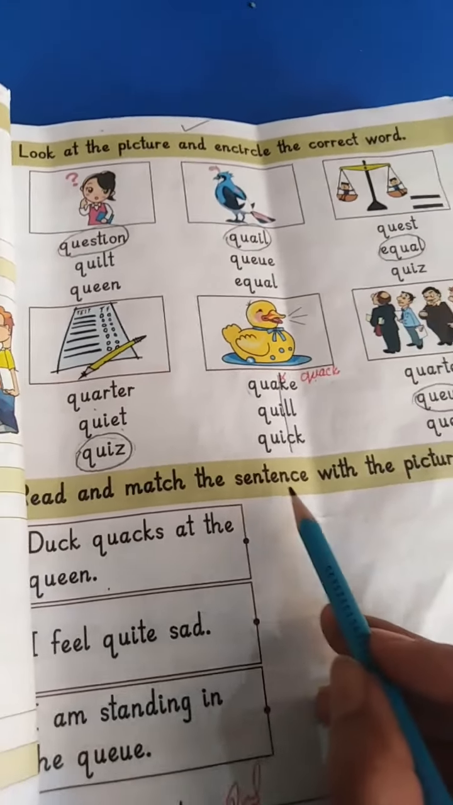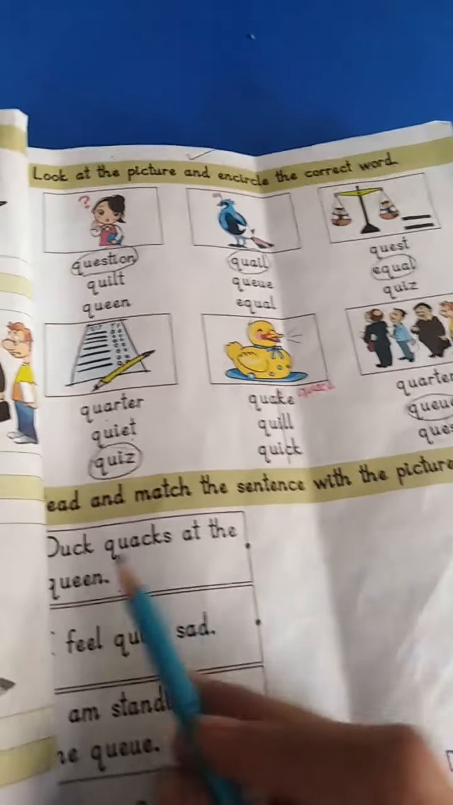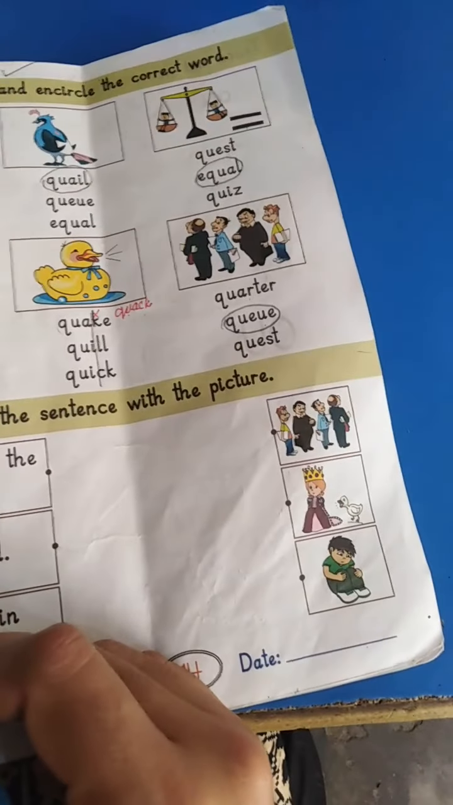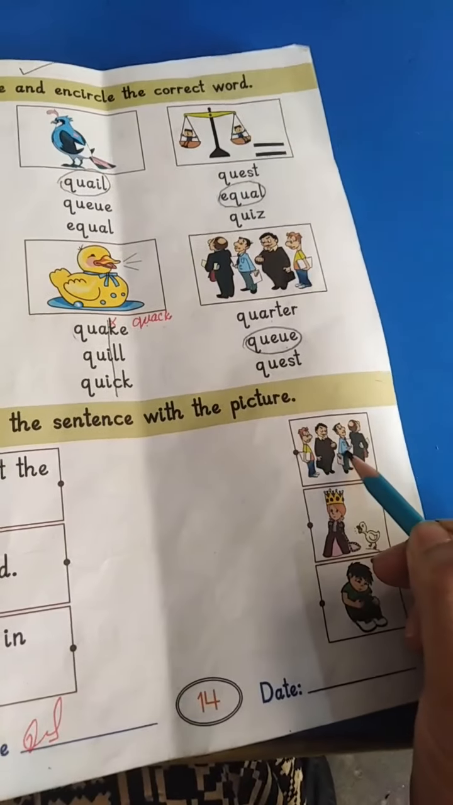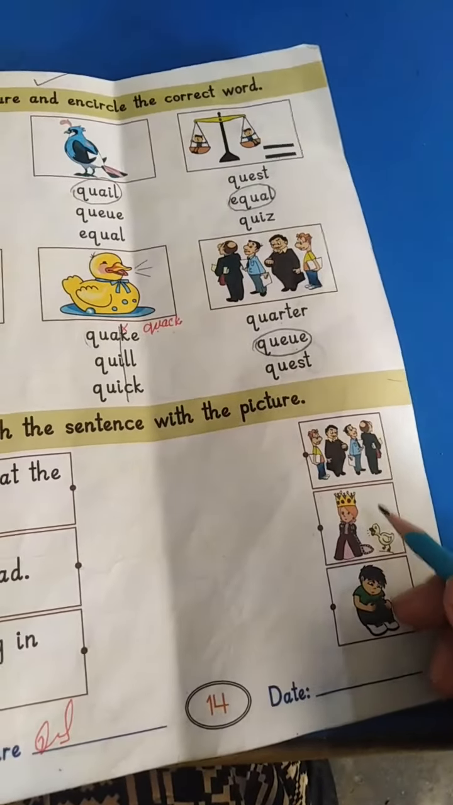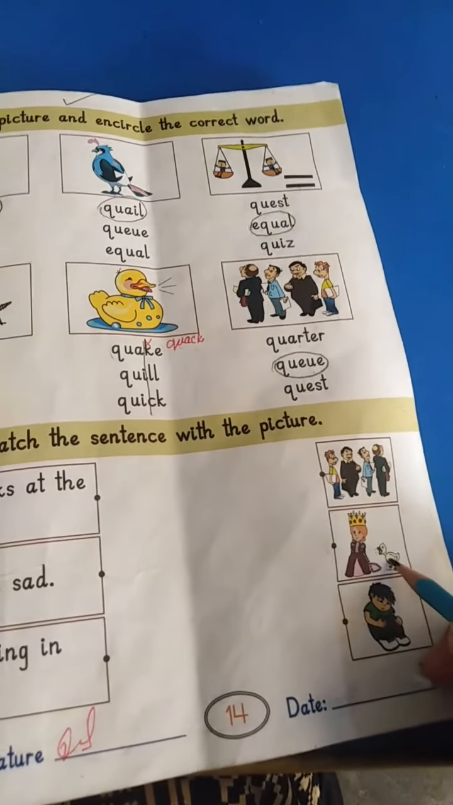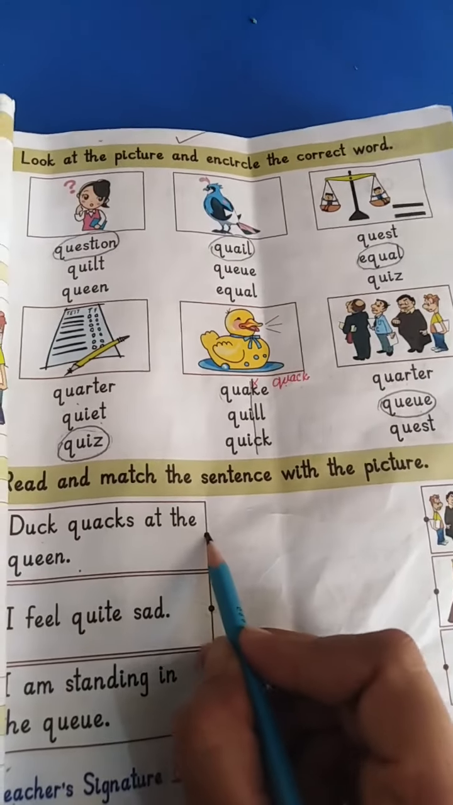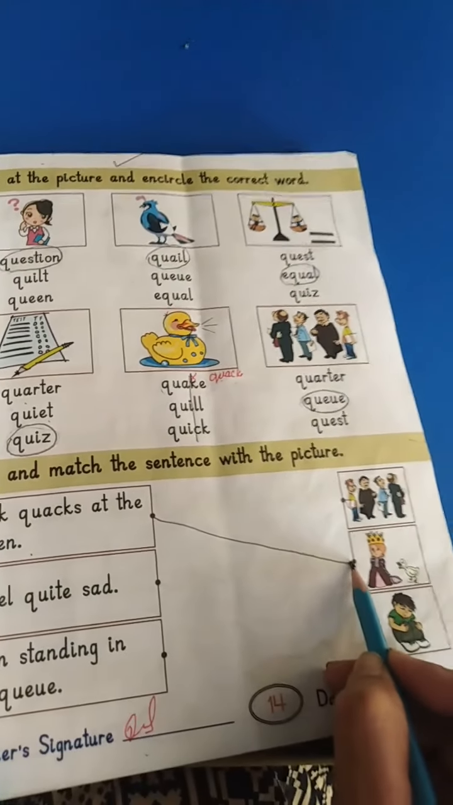Read and match the sentences with the pictures. Duck quacks at the queen. Where is the duck that quacks at the queen? This one, no, it's a Q. This one, yes, this is a duck and she quacks at the queen. And we match this sentence with that picture.